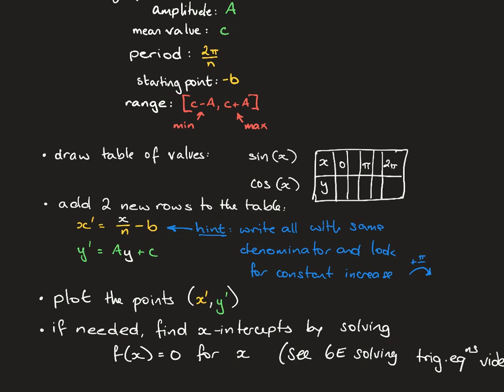Then label points if you need to, and if needed, find the x-intercepts for the graph by solving the equation. So let the formula equal 0 and then solve it for x. And if you need some help with that, I've got a video 6E called Solving Trig Equations, and you can have a look at that video and it will show you how to solve trig equations.